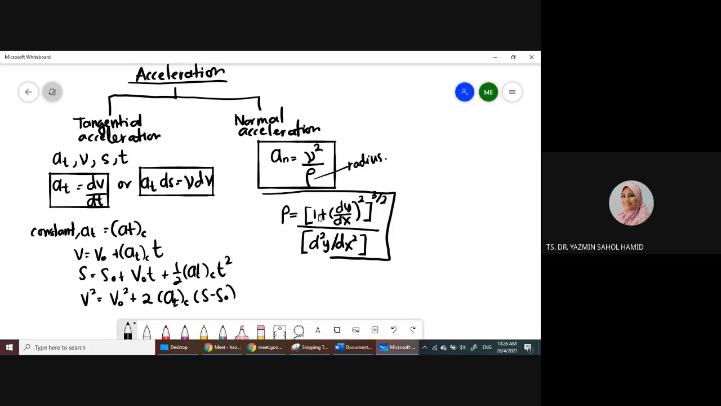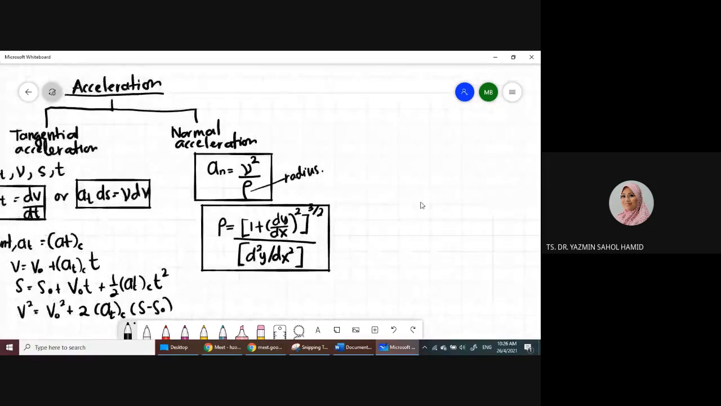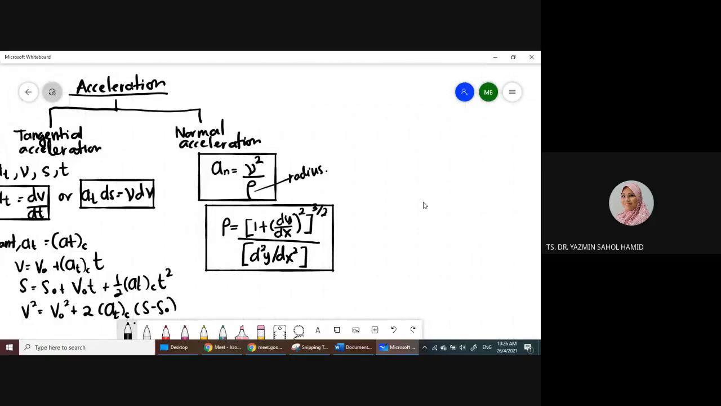Now for acceleration, we need to draw it. Usually for acceleration, let's say we have a curve like that, and then we have a point P here, the particle. Again, we have to draw the AT and AN. This will be our AT, this one will be our AN, so our acceleration is in this direction, A.